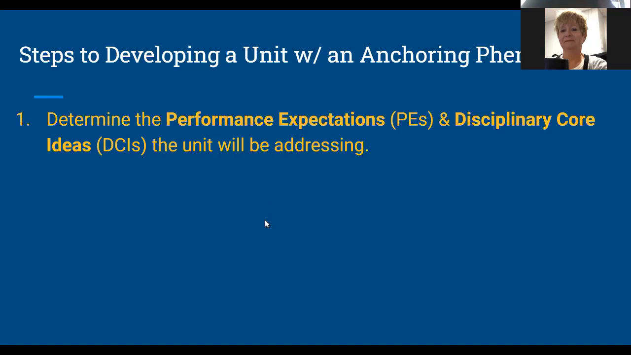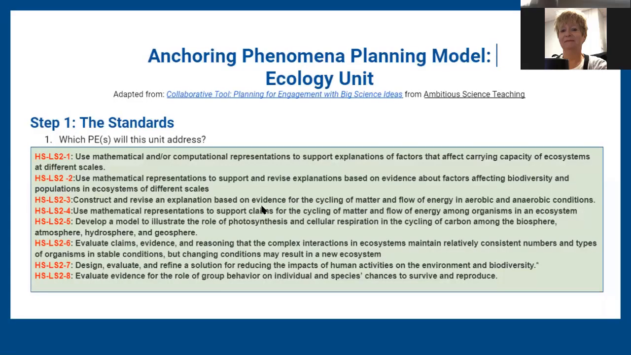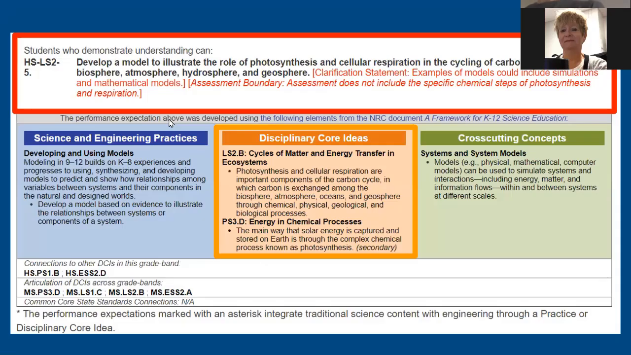And so what that would look like if I was planning an ecology unit, okay? Here are all of the performance expectations that are listed for my ecology unit. And there are a lot of them. All right, so I would write them all down. I would include the description for the PE. And then I would look at each PE in the NGSS framework and look at the disciplinary core ideas that are underneath each of those.